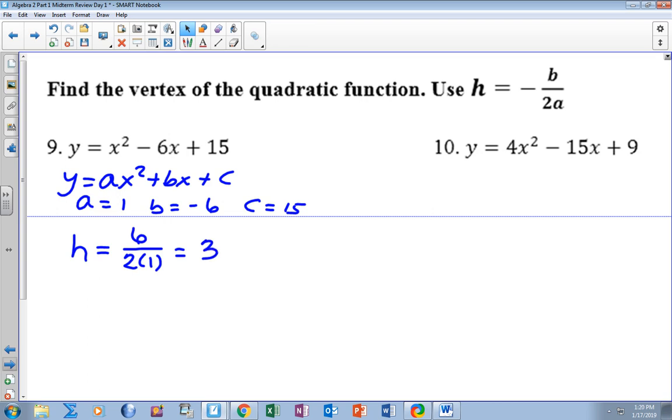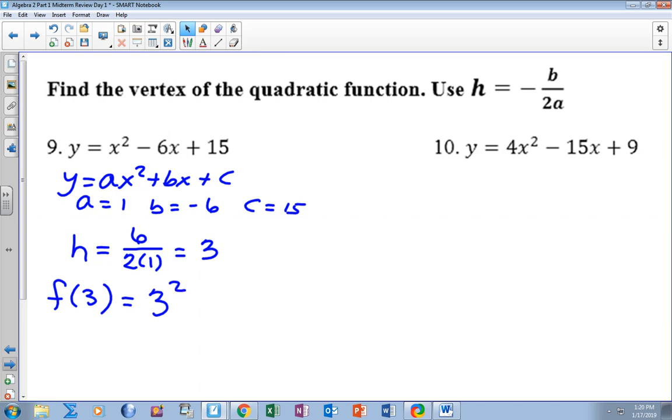If I know what the h coordinate is, and I know this is the equation, how can I find the y value for that? I have the h coordinate of the vertex, and I want to find what the y value is when h is 3. Plug the 3 into the equation. Yep, so we're going to find f of 3. Instead of x squared, we'll have 3 squared minus 6 times 3 plus 15. So it's going to be 9 minus 18 plus 15.